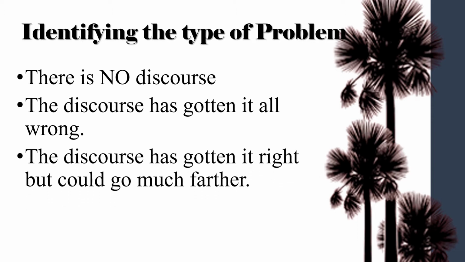The discourse has gotten it right but could go much further. This is often true when a discourse identifies a key characteristic, issue, or argument about a topic but does not examine the roots of the topic or go far enough in detailing the how and why. For example, many would argue that carnival is ritualistic, but many do not hone in on the forms of ritual enacted during carnival.